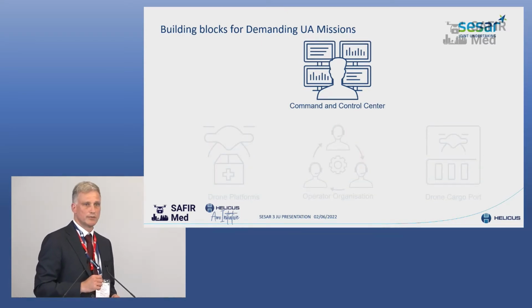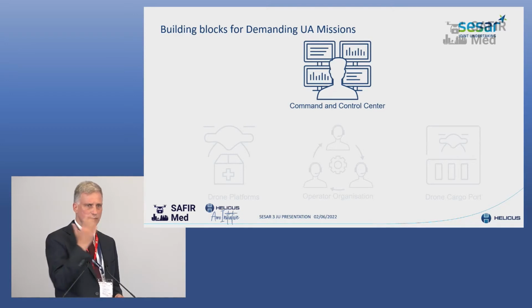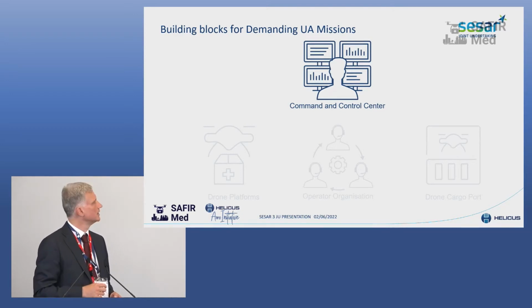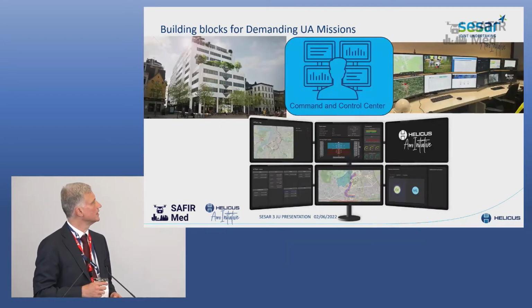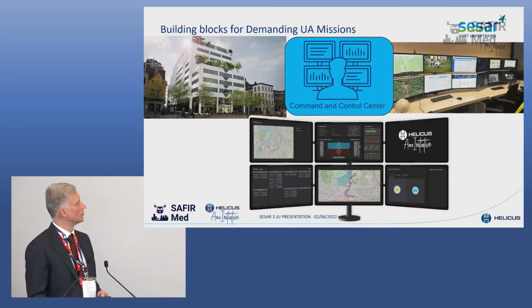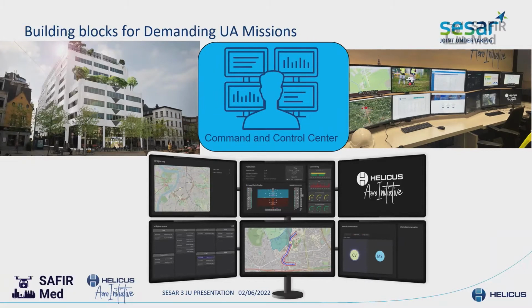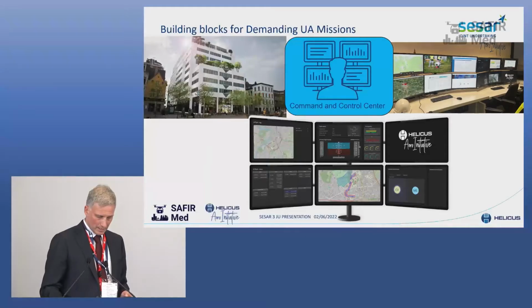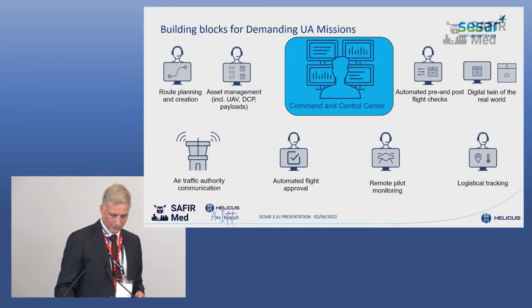So we've got the Command and Control Center. It has been mentioned already before. The Helicus Command and Control Center is the beating heart, the center of the operations that we execute here. You see a physical location at the top, and at the bottom, the software implementation. It's actually two things: a physical thing, and a software functional thing. That's the Command and Control Center.